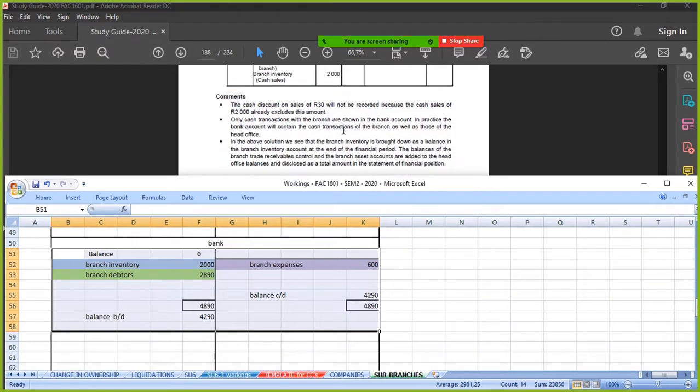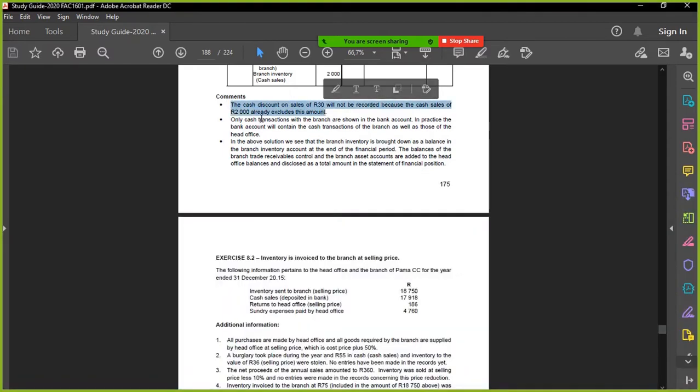Okay, there are some comments here. Here they said the cash discount on sales of 30 will not be recorded because the cash sales of 2,000 already excludes this amount. Yeah, that's true. And the reason for that is because it's shown according to cost price, not because you've taken it out. So again, not quite right, but it's fine.